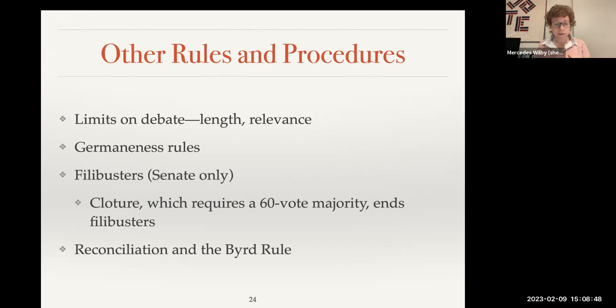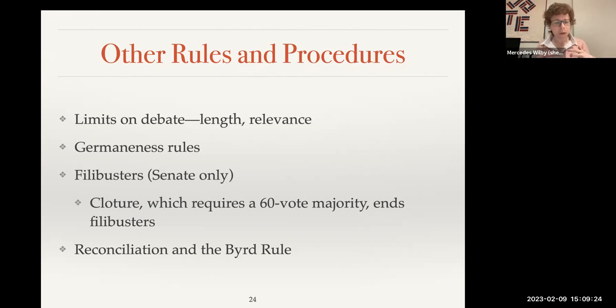Now, in the House, there are rules on the length of debate, and generally germaneness rules are implemented. However, in the Senate, these rules aren't automatic. And on most types of legislation and votes, any senator can filibuster, which means they can hold the floor even when asked to yield and just keep speaking on whatever they want to speak about for as long as they can. So, a filibuster, the idea is to help protect minority voices.